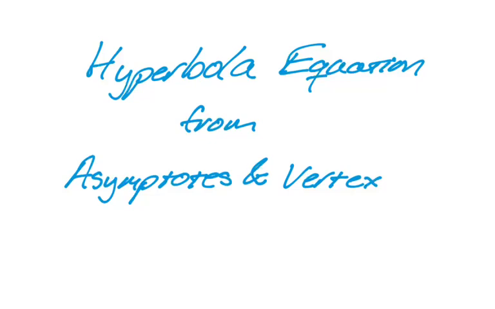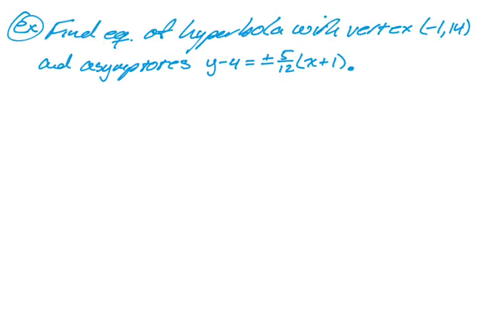Okay, in this video we are going to find the equation of a hyperbola from its asymptotes and one vertex. So let's take a look at the problem that we're going to solve. We're going to find the equation of the hyperbola with vertex (-1, 14) and asymptotes y minus 4 equals plus or minus 5 over 12 quantity x plus 1. So these asymptotes are written in point slope form.